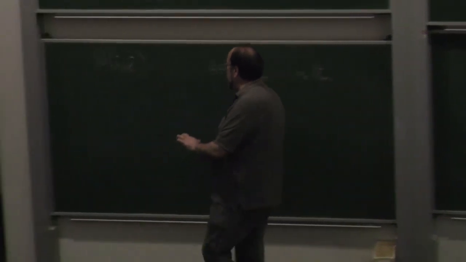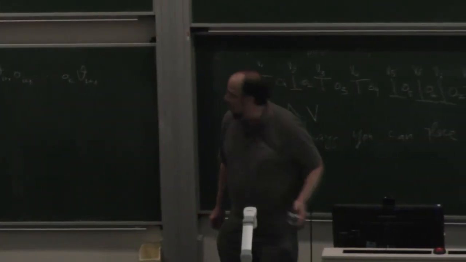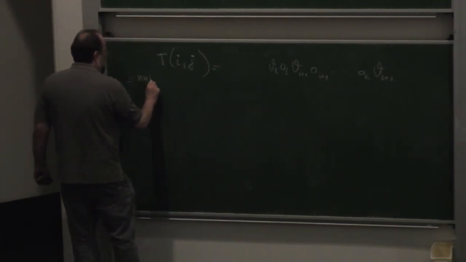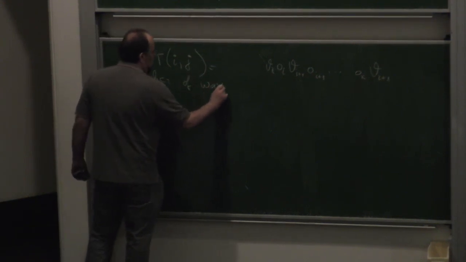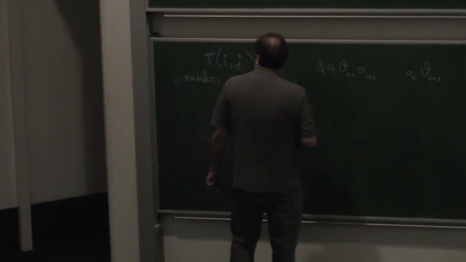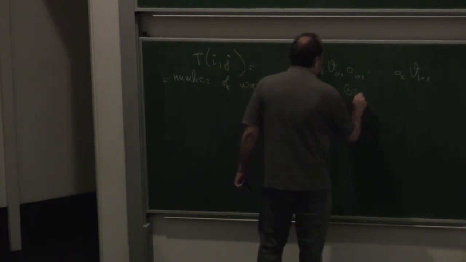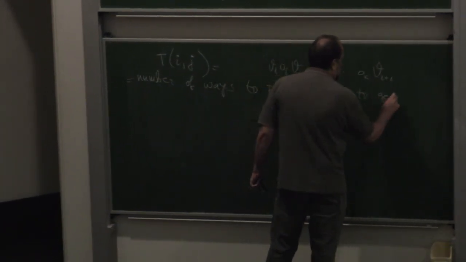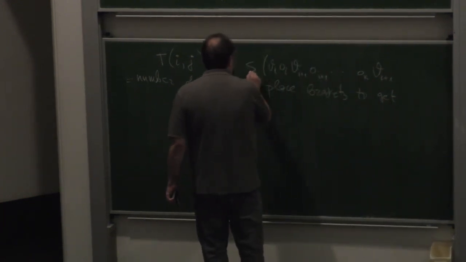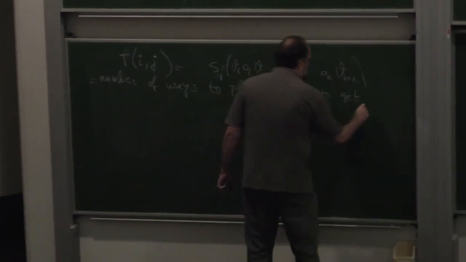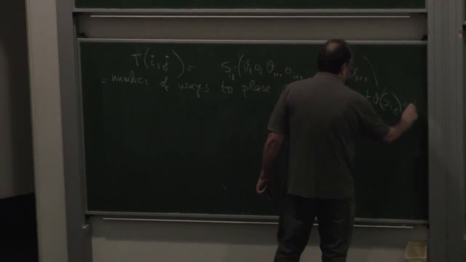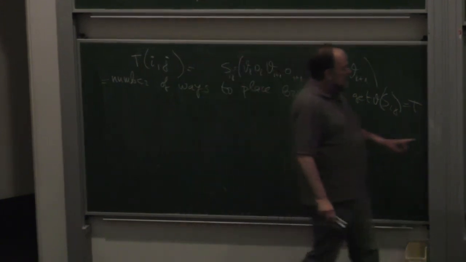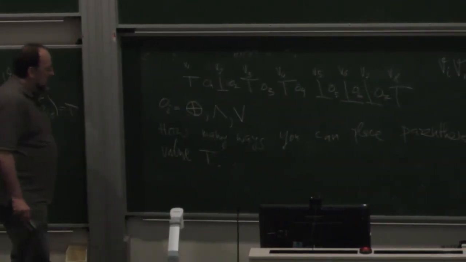But is it enough to look only at, let's call it capital T of IJ, which equals the number of ways to place brackets to get, let's call this string Sij, the value of Sij equal to true? Will this be enough? Look at what operations we have. We have exclusive OR and OR.